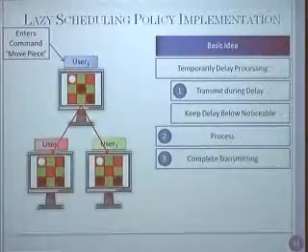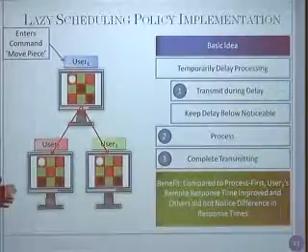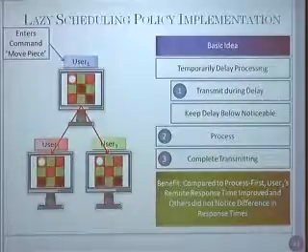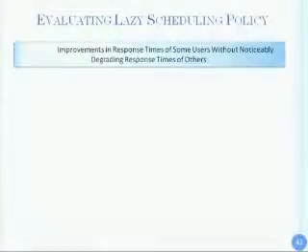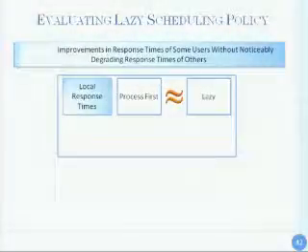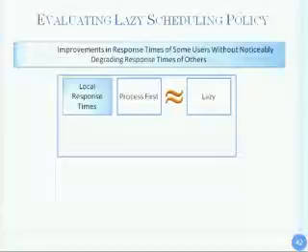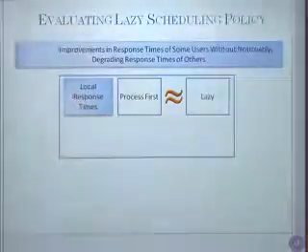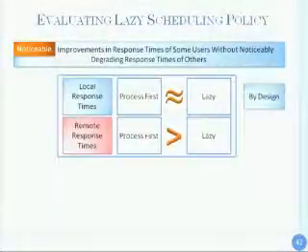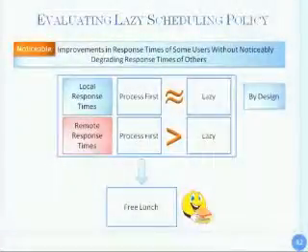So in this particular scenario, the benefit compared to, say, process first, is that user 2's remote response times improved and others didn't notice the difference. Okay? More generally, the LAZY policy can give us improvements in response times of some users without noticeably degrading response times of others. Okay? Now, if we compare it to the process first policy, the local response times of LAZY are not noticeably worse, and this is by design. Okay? But the LAZY remote response times can be noticeably better than those of the process first policy. So it seems here like we're getting a free lunch.